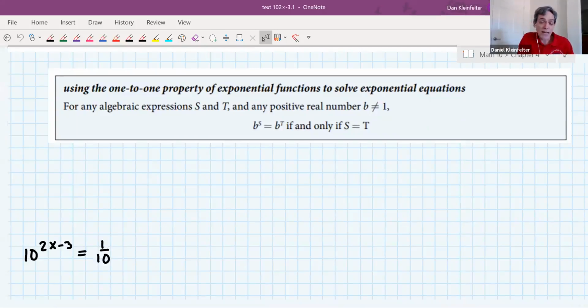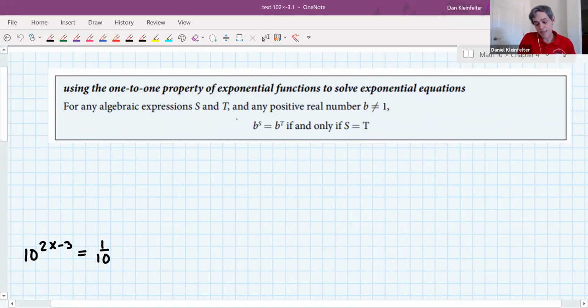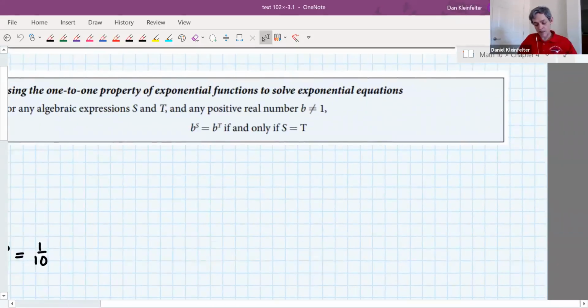As you know, both the exponential and logarithmic functions are one-to-one, and so we get a one-to-one property. It says for any algebraic expressions S and T, and any positive real number B that isn't equal to 1, B raised to the S power equals B raised to the T power if and only if S equals T. So a little more background or detail on that, and then we'll actually use it.